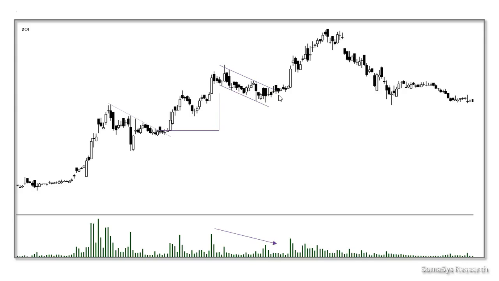The flagpole, this distance between the first resistance area to the high of the pattern, is added to the latest resistance break over here to determine the potential target, and the same is being met over here.